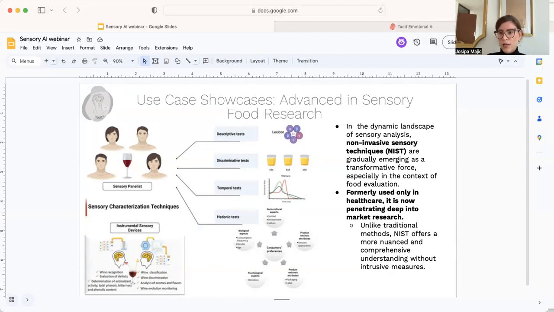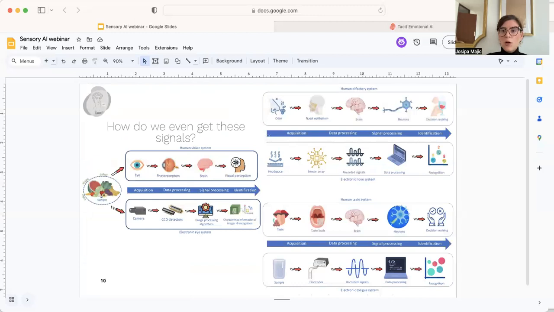Here in this example, we have a project based on analyzing wine that has descriptive tests, discriminative tests, temporal tests, hedonic tests, but also they are powered by non-invasive sensory techniques in order to collect and analyze this type of data. So really, unlike traditional methodologies, non-invasive sensory techniques offer a more nuanced and more comprehensive insight into how people are perceiving, in this case, different wine tastes without any intrusive measurements. And now a question is being formed, which is, how do we even get these signals? How do we know in which way humans react to specific tastes or aromas?